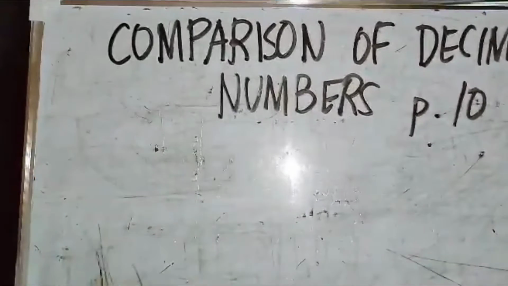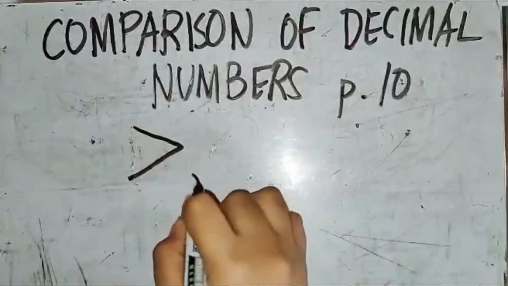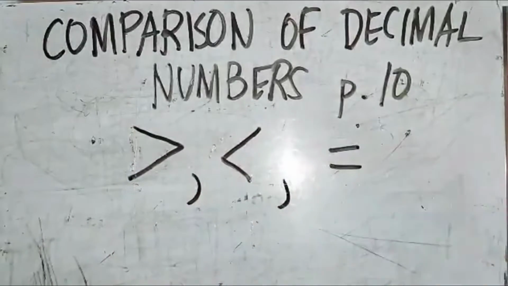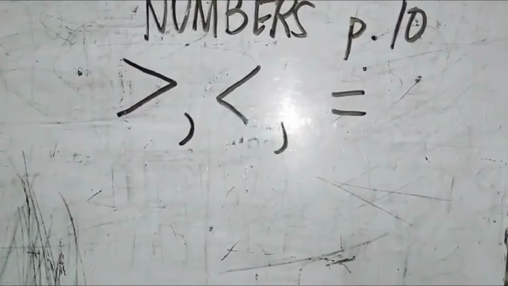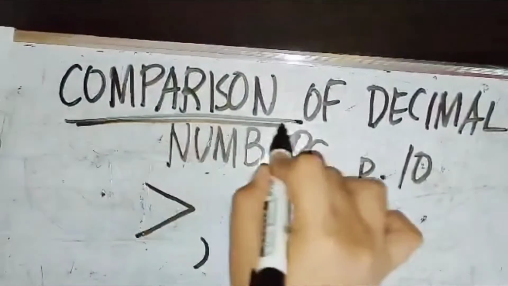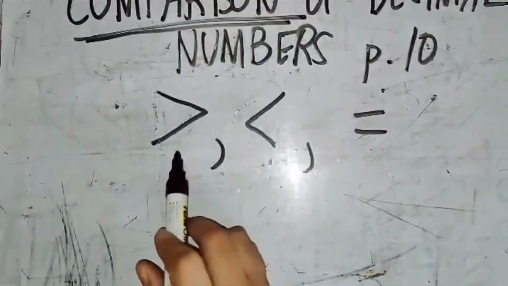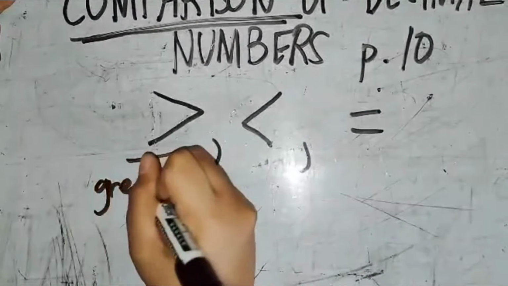Okay, so sa comparison, meron tayong tatlong symbols na ginagamit. Iko-compare nga natin which one is smaller, which one is bigger, or are they equal to each other. So, yun ang ating comparison. Okay, so pag nakita mo ito, this one is called greater than.